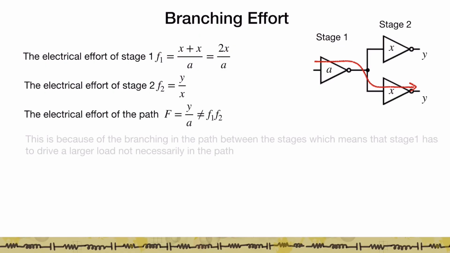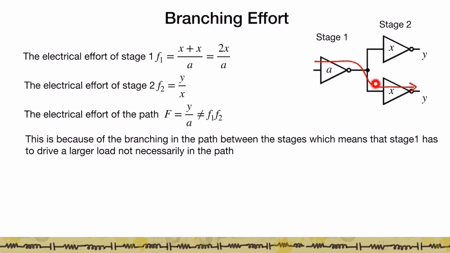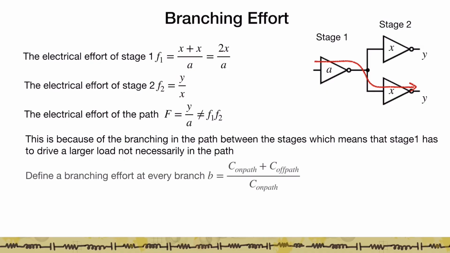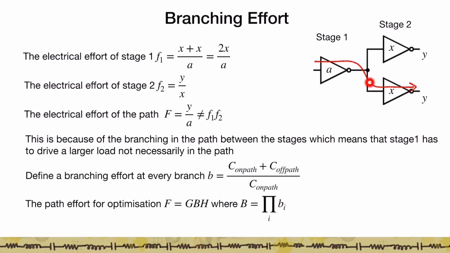Now if I consider a path which includes this inverter and the following inverter here, the total electrical effort across the path is given by Y by A, and that is not equal to the electrical effort of the first stage times the second stage. And that is because the first stage is driving a larger capacitance than what is in the path, right? Because the first stage is driving 2 inverters here, it's driving a larger capacitance than whatever is included in the path. And so therefore in this case, we talk about a branching effort.